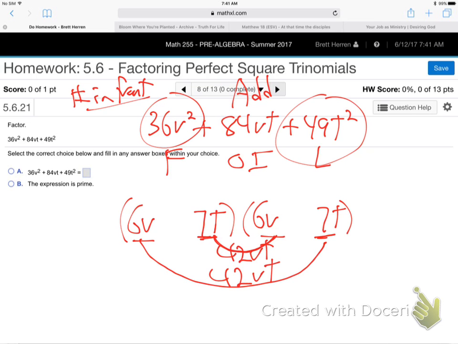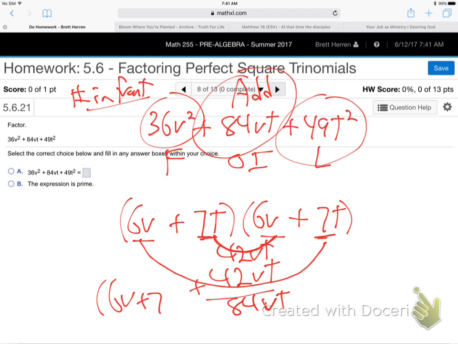And do they add? Does the O and the I add to be 84? Yeah, if you add those up, that is 84VT. Perfect. And everything's plus on this one, so plus and plus. See how that's working? See how that's making the FOIL? And so what would that be? That would be 6v plus 7t squared, right? Because it's the same thing twice, so we just put a 2 power on it.